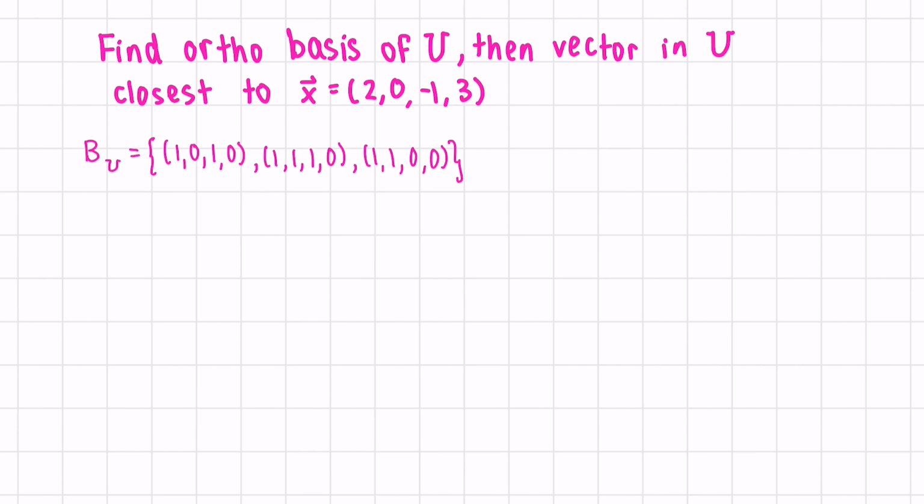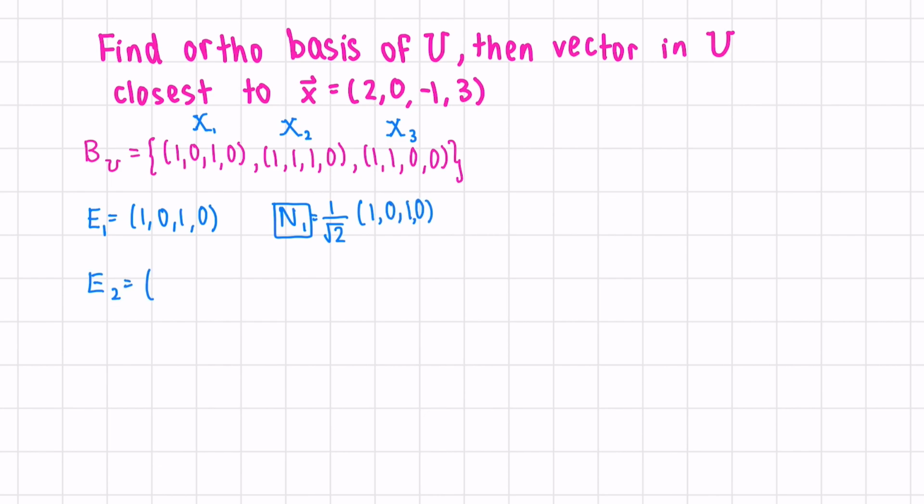Let's find the orthogonal basis of U, and then find the vector in U that is closest to this vector x. First of all, this basis clearly is not already orthogonal, as the dot product of each pair is not 0. Let's use the Gram-Schmidt algorithm. E1 is 1, 0, 1, 0. Then let's normalize this. This would be 1 over root 2, the norm, times the vector.